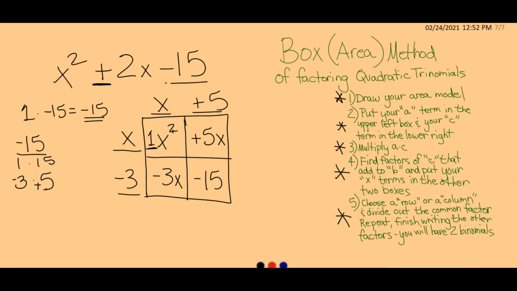You can check your math to make sure that you did it right. See, x times x is x squared. x times negative 3 is negative 3x. x times 5 is positive 5x. And negative 3 times positive 5 is negative 15. So I can rewrite my two binomials: x plus 5 and x minus 3.